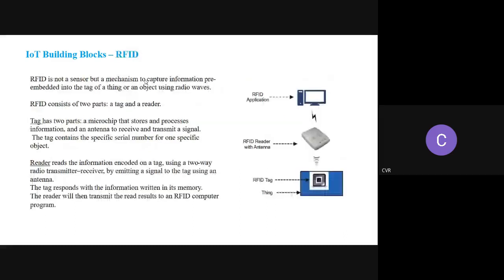So RFID is one of the building blocks in some of the IoT systems. The RFID tags are there, you might have seen them everywhere. They are in supermarkets or in factories. Whenever we use some components, we have tags attached to them.